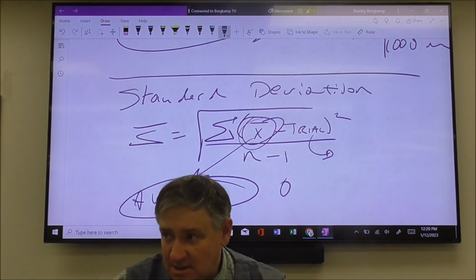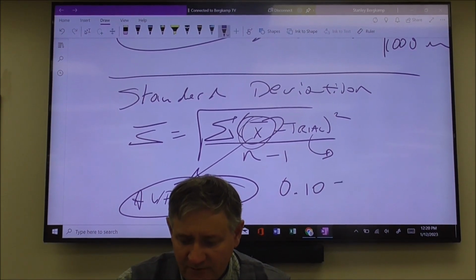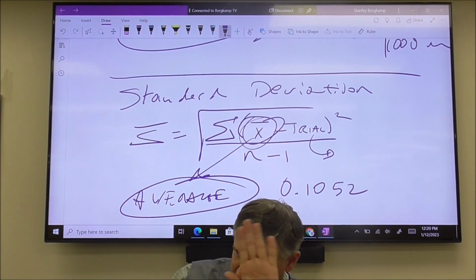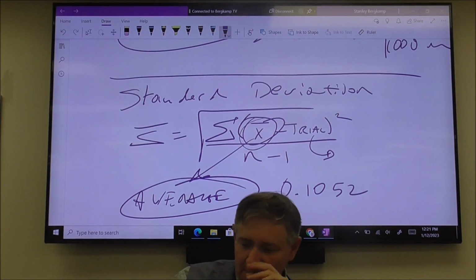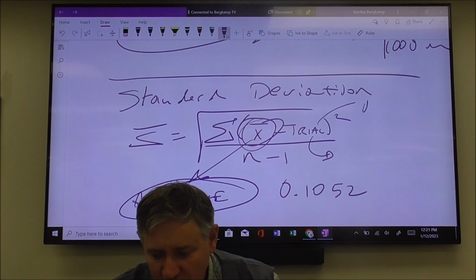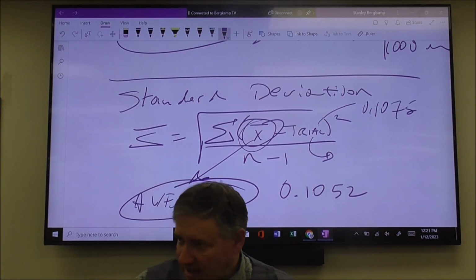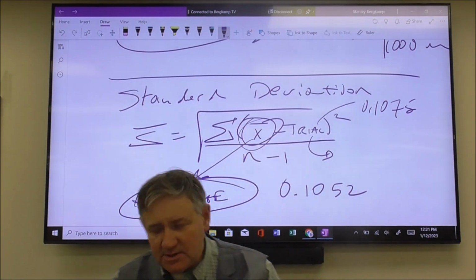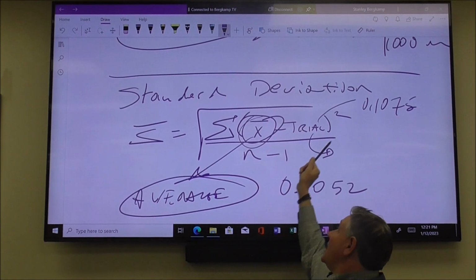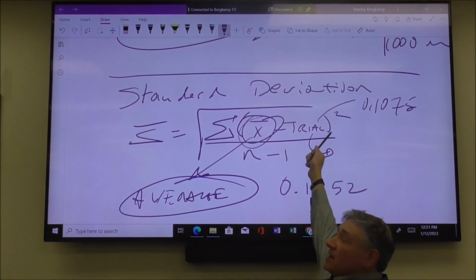So let's say that, I'm just going to make up the numbers. Let's say your average is 0.1052. Let's say that's your average molarity, okay? That's going to stay the same on this calculation. This is going to be like trial 1. So let's say trial 1's molarity was 0.1075, okay? So what I'm going to do is take this average of 0.1052, subtract 0.1075 from it, and then square that.